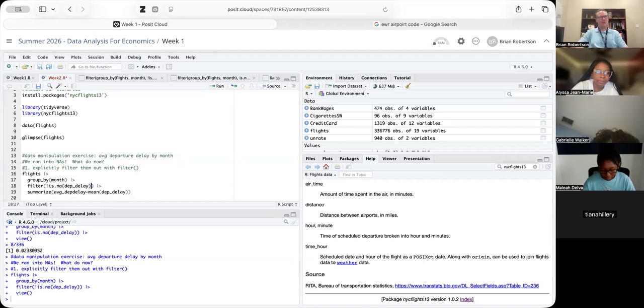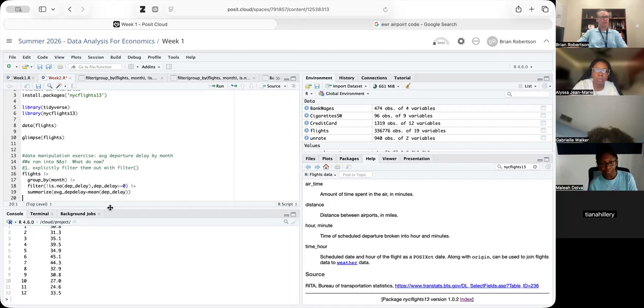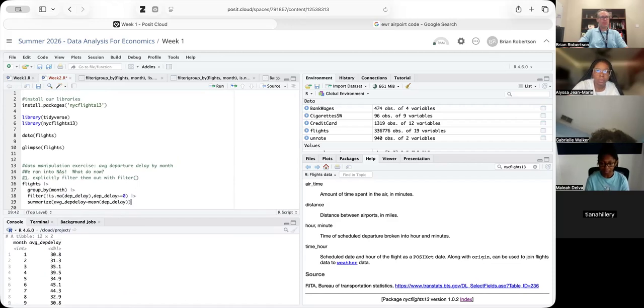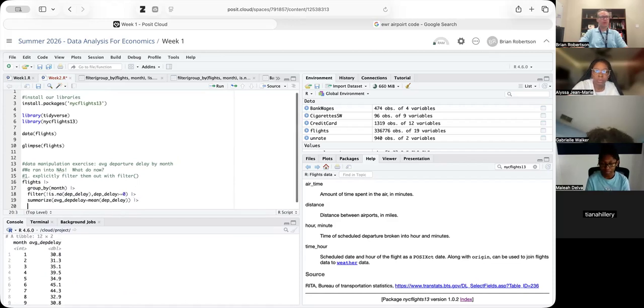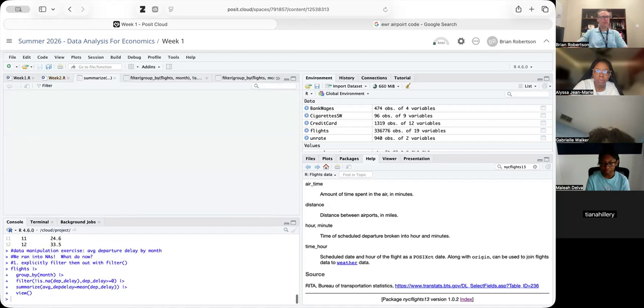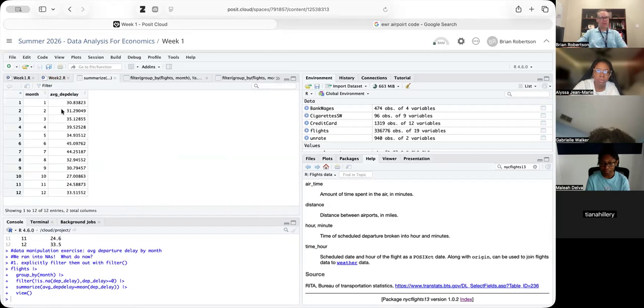Nevertheless, there are two ways that we can do that second stage of filtering. We can either just use a simple comma, and say departure delay is greater than or equal to zero. All right. And if I run that, let's view it here real quick. If I view that, now I get values in here.